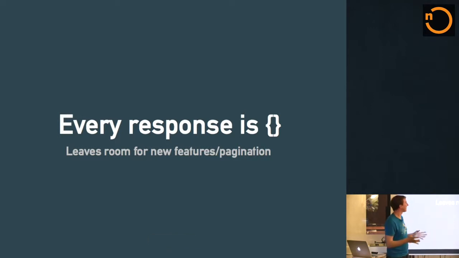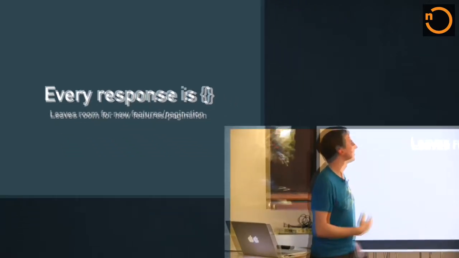Another very important part of the future-proofing is that every response is a dict or an object, depending on where you come from. Nowhere do we return just a JSON list of objects. The idea here is that there's room for pagination, most importantly, and there's also room for future expansion if we return more than one list, all that kind of stuff.